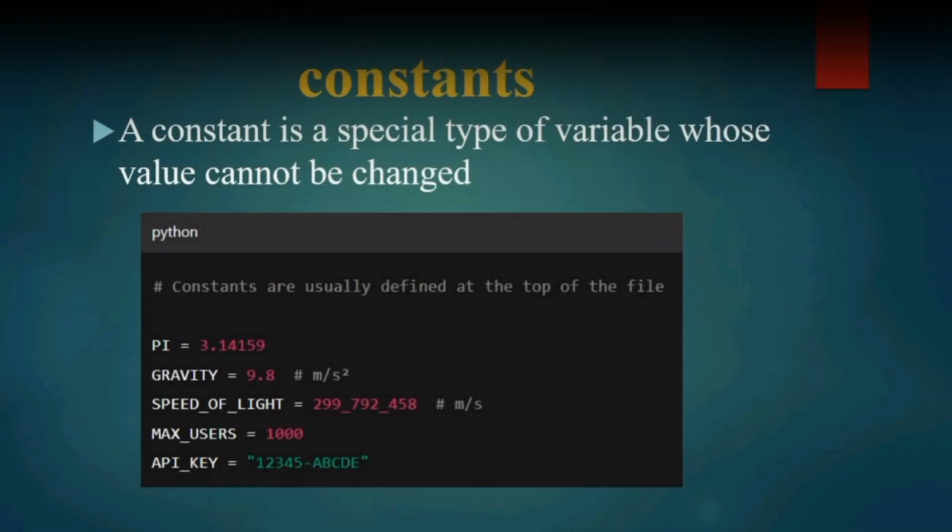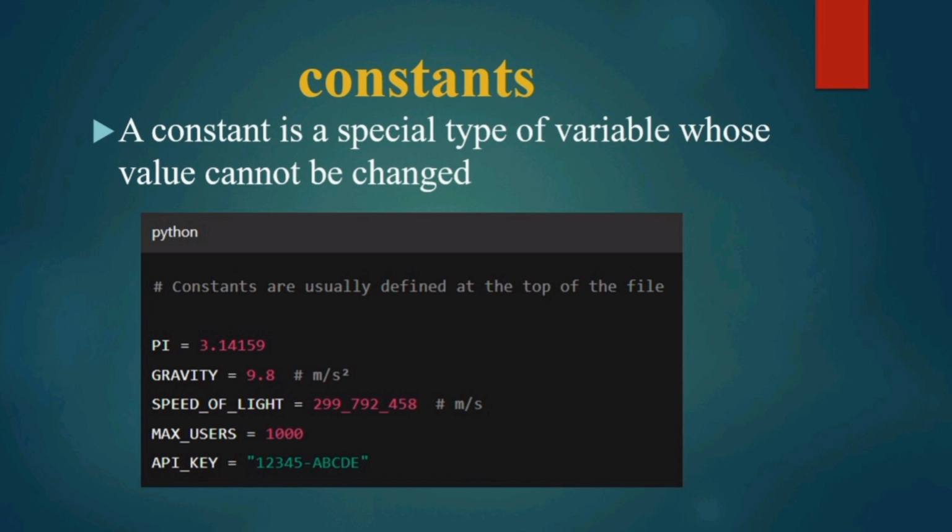Coming to the constants, sometimes we want a value to stay the same throughout our program. That's where constants come in. So think of them as do-not-change boxes. Python does not have true constants built in, but by convention we use all capital letters, like PI equals 3.14, to say, hey, don't touch this. It's a way to protect important values.